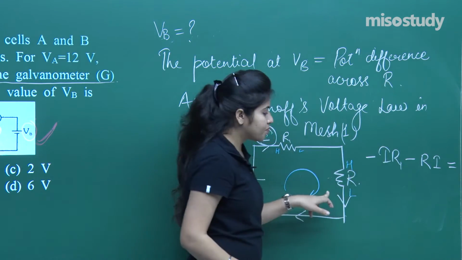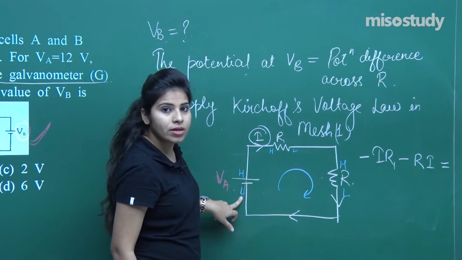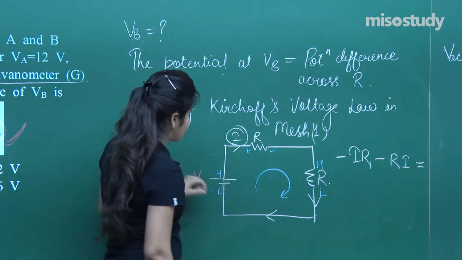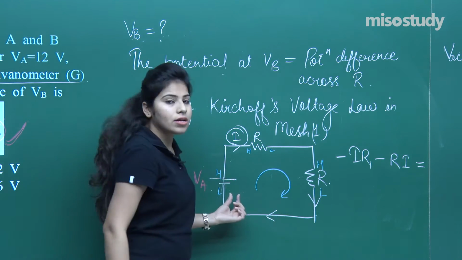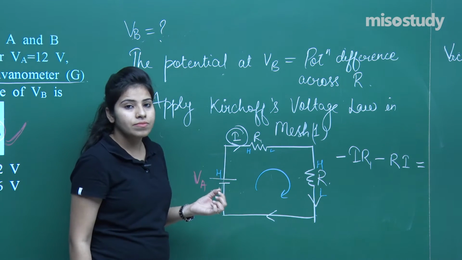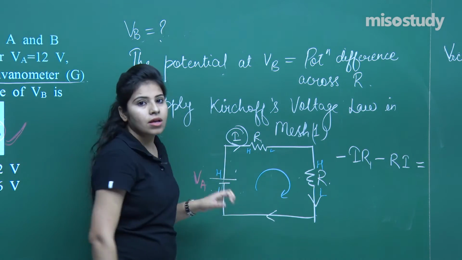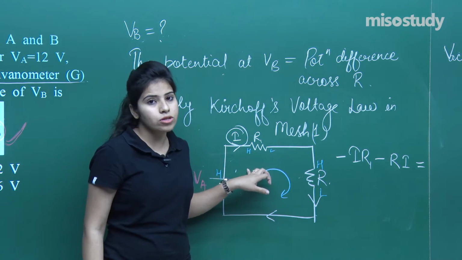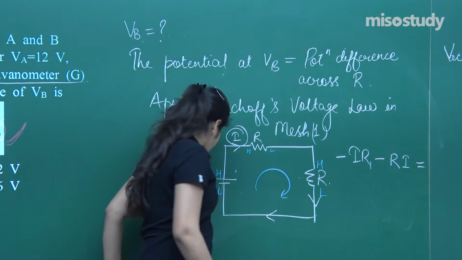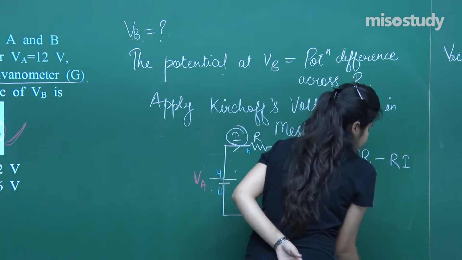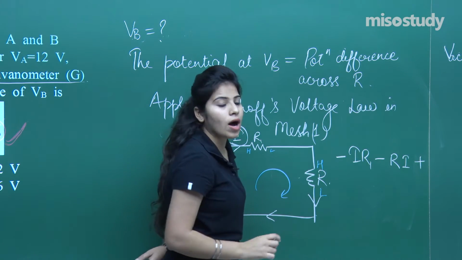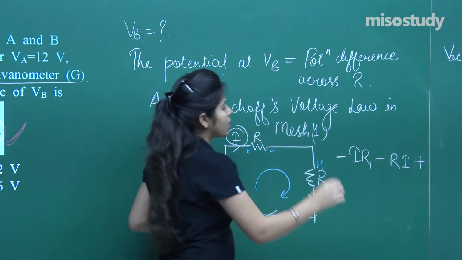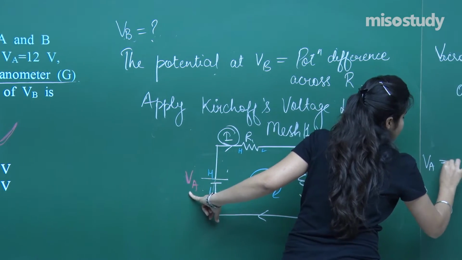will be equal to, because now here the current is flowing in the opposite direction, flowing in this direction, higher to lower, and it is flowing from lower to higher. Whenever the current is flowing from lower to higher potential, you are going to take the sign as positive. So let me write over here plus I into R. Here we have the voltage as VA, the EMF as VA, so I am going to put this VA as it is.